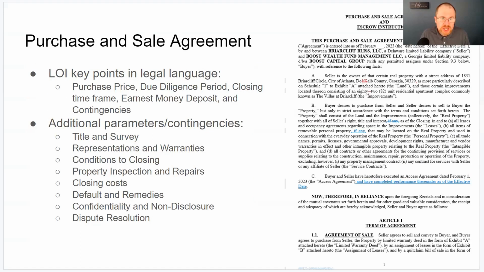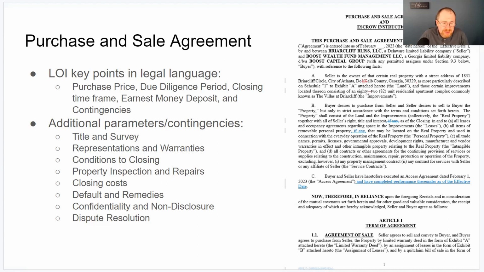Now, the purchase and sale agreement, as mentioned earlier. The critical points will be the letter of intent key points, converted into legal language. So purchase price, due diligence period, closing time frame, earnest money deposit, and contingencies. And there will be additional parameters and contingencies for a bunch of other topics, but title and survey will be addressed.